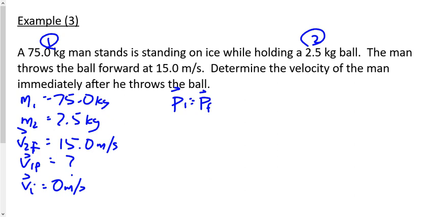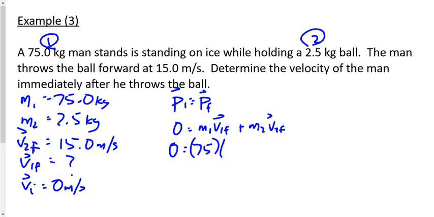How many objects beforehand? Colleen, how many objects do we have before the man throws the ball? Just one. What's its momentum? Some of you might write in M total times VI. You can do that. But what's VI? 0. So the total momentum initial is 0. What's the total final momentum? 0. But let's break it up into M1 V1F plus M2 V2F, because we do have two objects that make up that 0 momentum. M1 is 75. V1F is what we're looking for, plus 2.5 times V2F, which is 15.